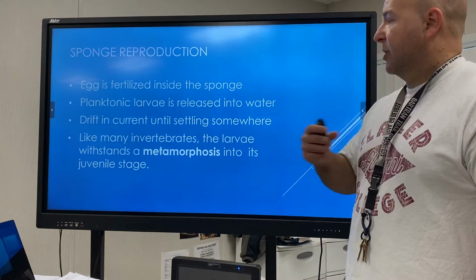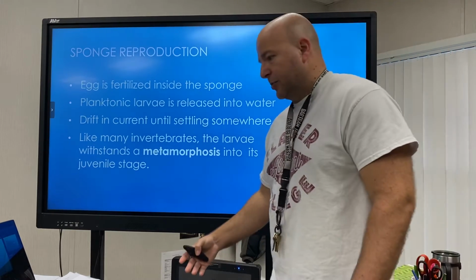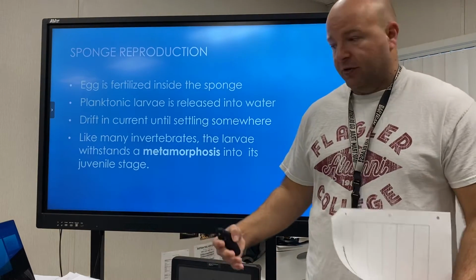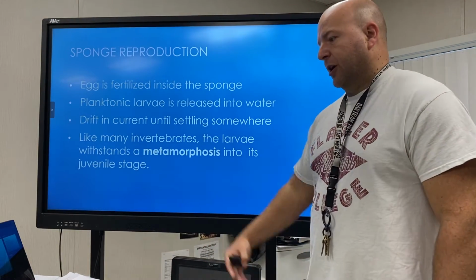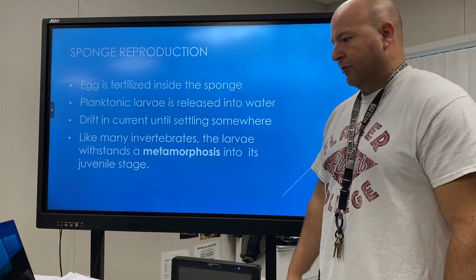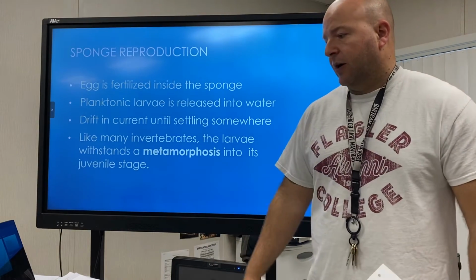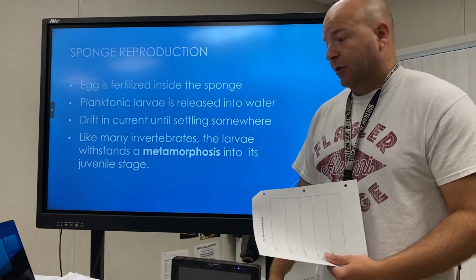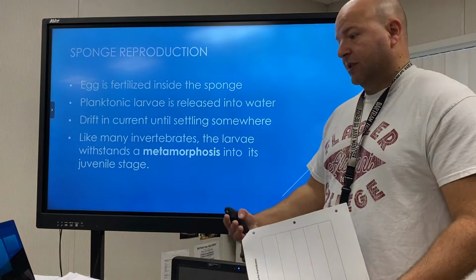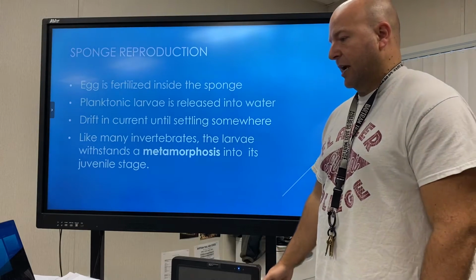For sponge reproduction, the egg is fertilized inside the sponge. The larvae are planktonic, plankton meaning they are drifters, when they are released into the water. So they are at the mercy of the currents. The larvae cannot swim. They drift in that current until settling in somewhere. And like many invertebrates, the larvae go through a metamorphosis that will then take them out of the juvenile stage into adulthood.